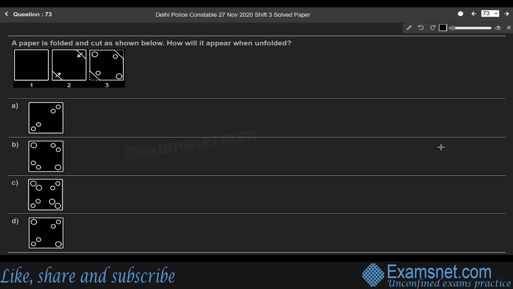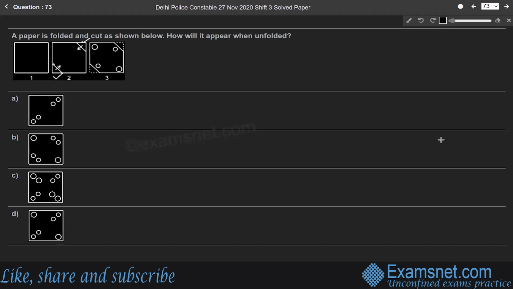Question 73. A paper is folded and cut as shown below. How will it appear when unfolded? So the paper is cut at the right top corner and left bottom corner, and it is cut at all the corners like this, right? So when it is unfolded, only at the top right corner and the bottom left corner, there will be 2 holes in each corner like this. And at the remaining corners, there will be 1 hole in each corner, right? Therefore, option D is the right answer.